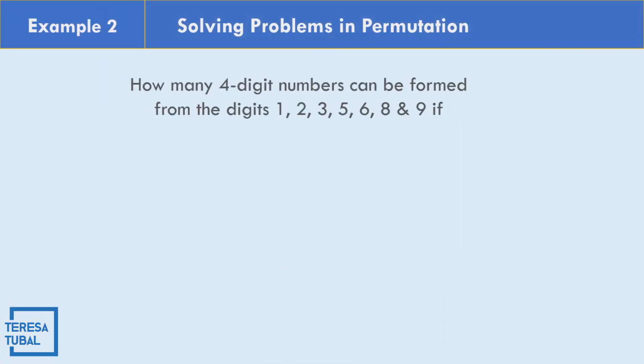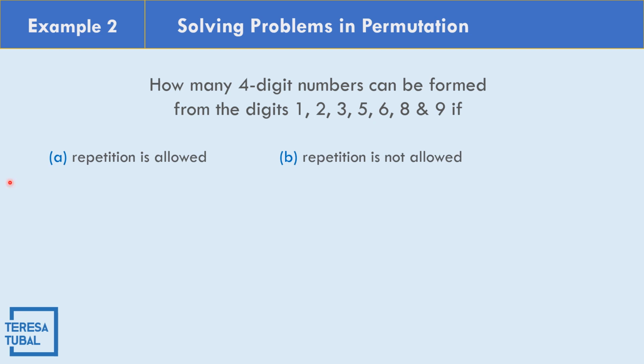In example number 2, how many 4-digit numbers can be formed from the digits 1, 2, 3, 5, 6, 8, and 9 if repetition is allowed and repetition is not allowed? Let us first solve repetition is allowed. We may use the formula for the fundamental counting principle, that is n sub 1 times n sub 2 times n sub 3 times n sub 4. Why up to n sub 4? Because we have 4-digit numbers.